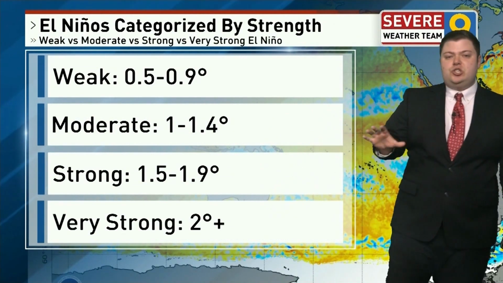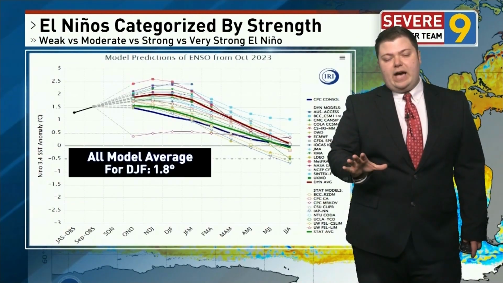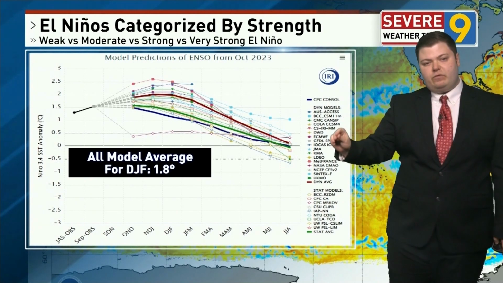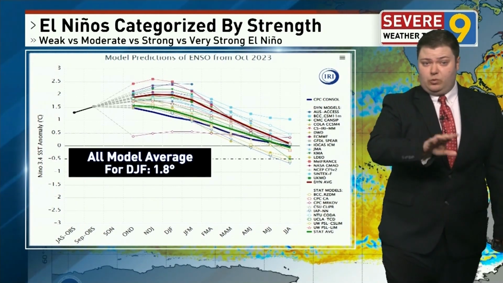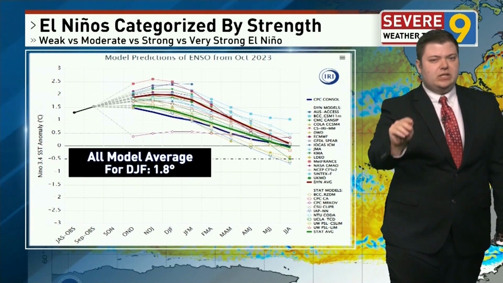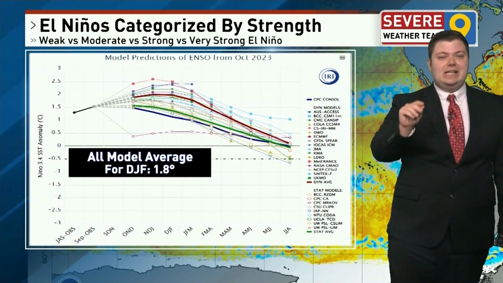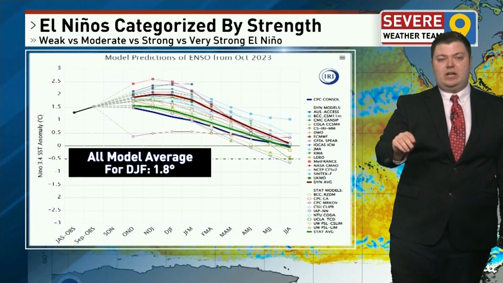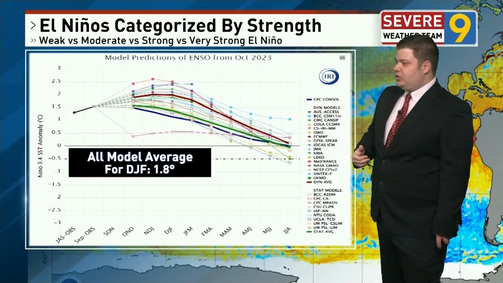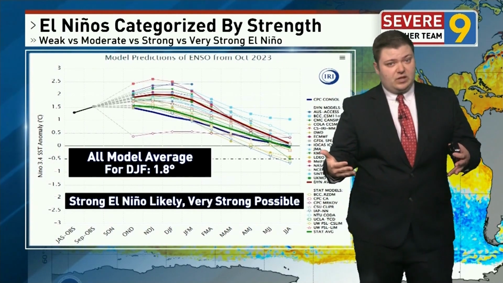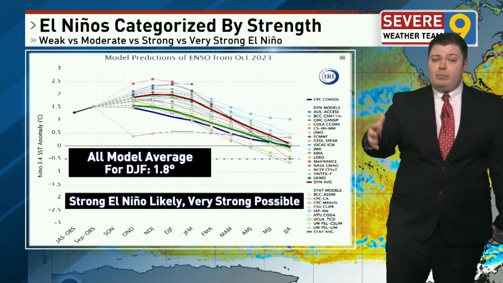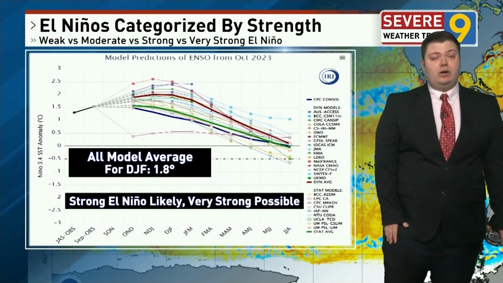And for this year, we're seeing that the model average points to December, January, and February coming out to about 1.8 degrees, which is very close to what we just saw, a very strong El Nino of 2 degrees plus above normal sea surface temperatures. So that being said, a strong El Nino is likely for this upcoming winter, and it's very possible that we're dealing with that very strong El Nino.